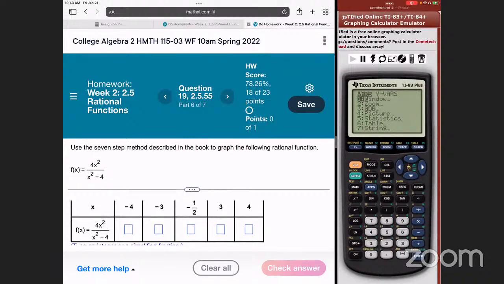I'm going to go to the right to go to Y variables. I'm going to click on number 1 for function, and then number 1 again. That's going to call on the function I just typed in, right? So now we have this Y1. That's calling on the function I just typed in.